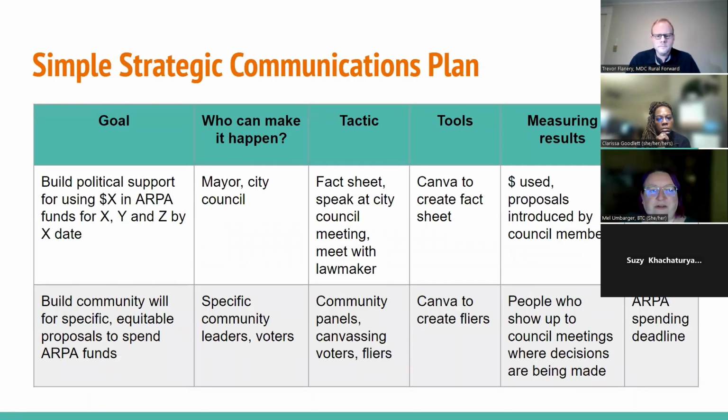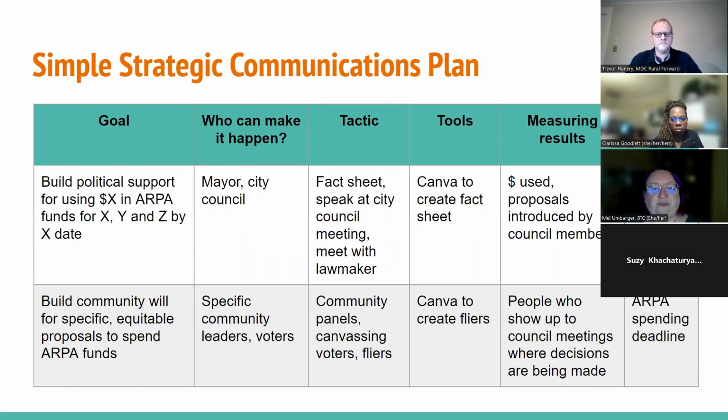Given all of that, you don't have to do something complicated to do a communications plan. It can be as simple as a quick table in Word, and it can have as many columns as you need or want. It should have those main three that I talked about: what's the goal, what you're trying to do, who can make it happen, and how are you going to measure it? But you can add as many columns as you need. Do something very simple here.